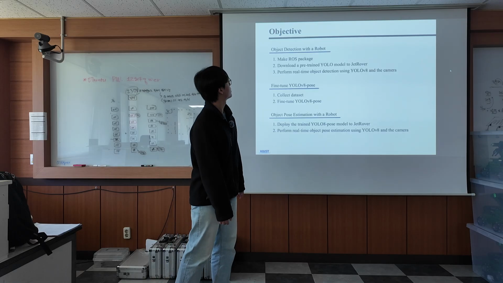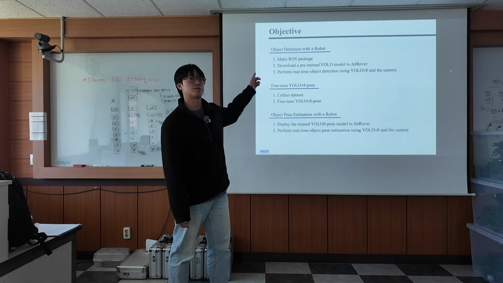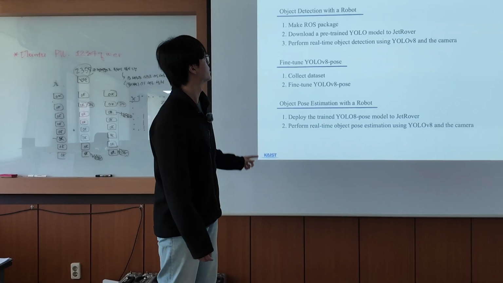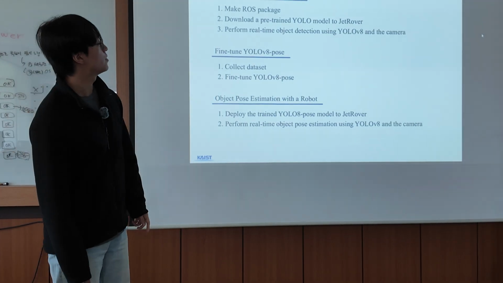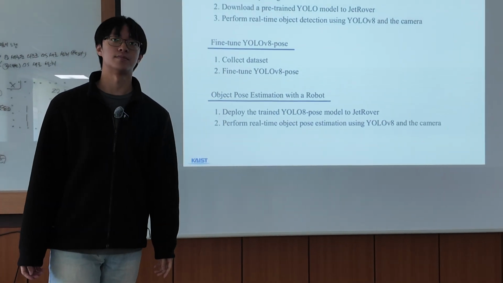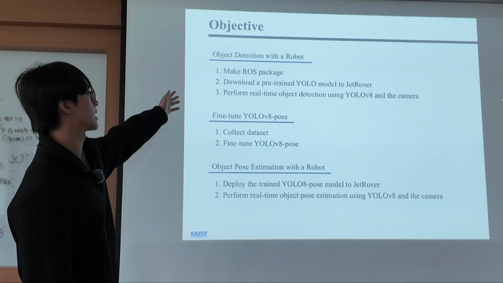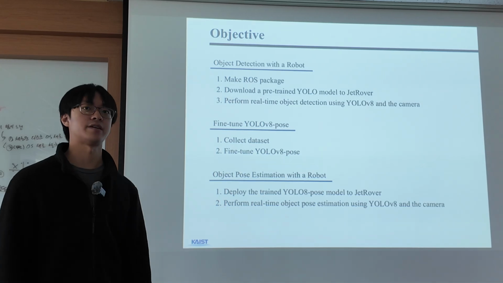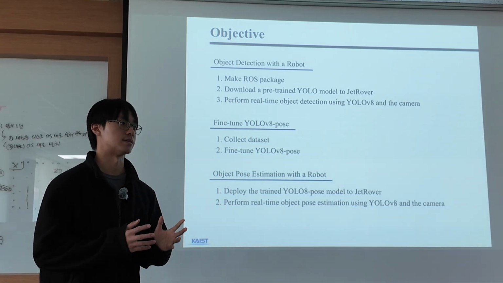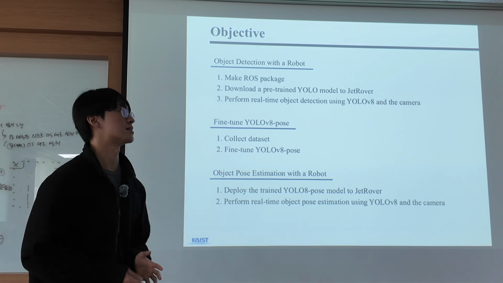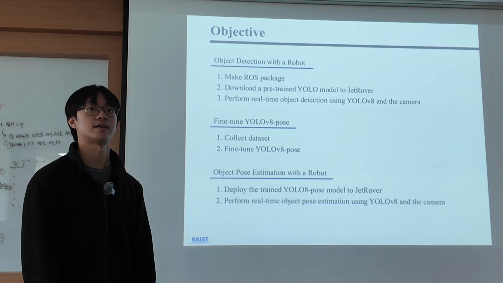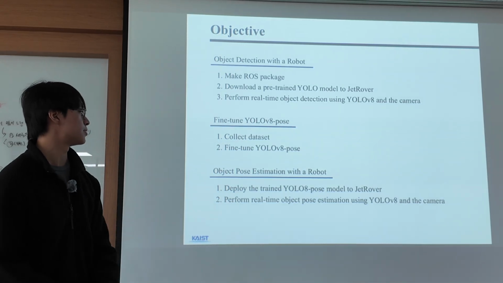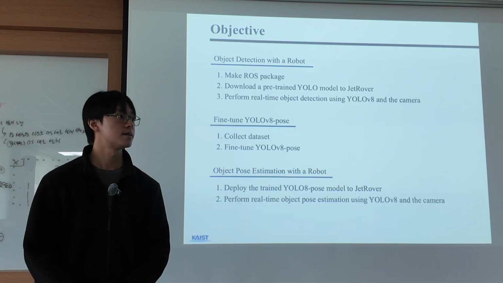Briefly, we are going to run object detection and object pose estimation. For object detection, YOLO already provides well pre-trained models, so we can download and run them right away on the robot. For object pose estimation, as the robot doesn't know what the cube looks like, we are going to collect a dataset manually, fine-tune the YOLO V8 pose model, deploy it to the robot, and perform the visualization.